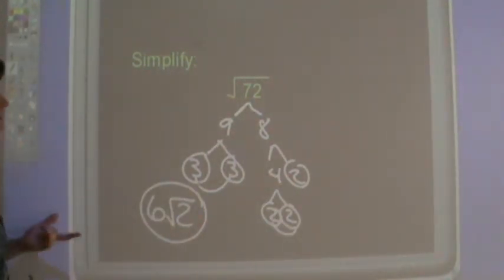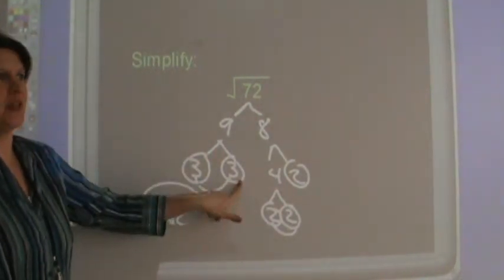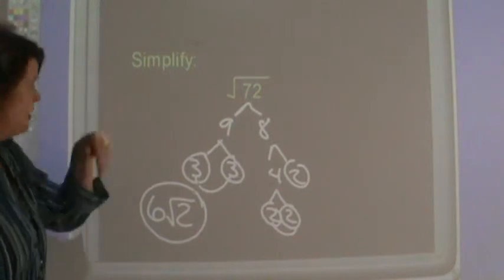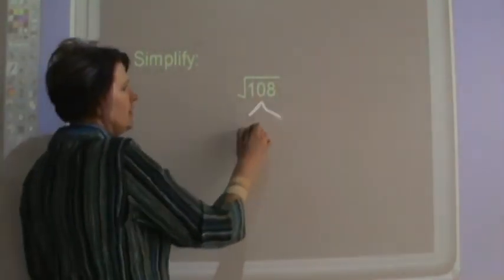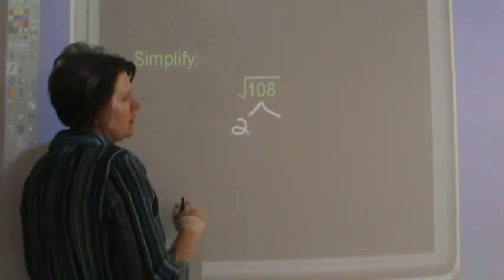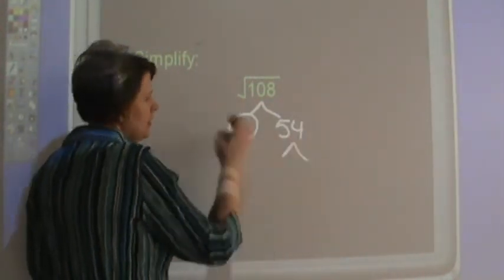Okay, I'm going to say 90% of you are going to pick this method, so from now on I'm just going to use this method. If you really like the other method, go for it. Okay, 108, well that's even, so we know 2 goes into it. Let's see, 2 would be 54. That one's prime. Keep going.